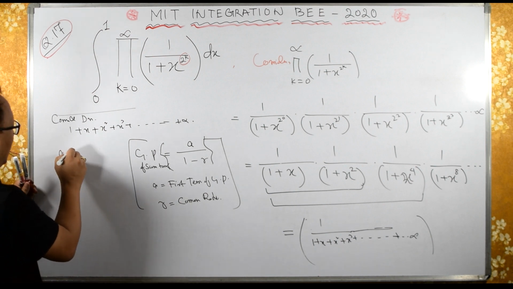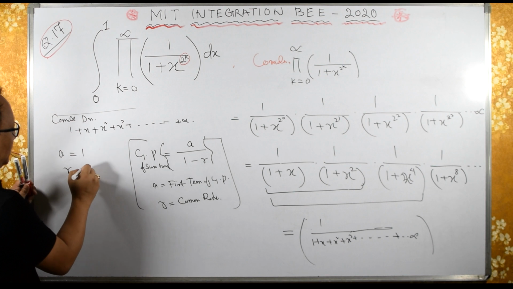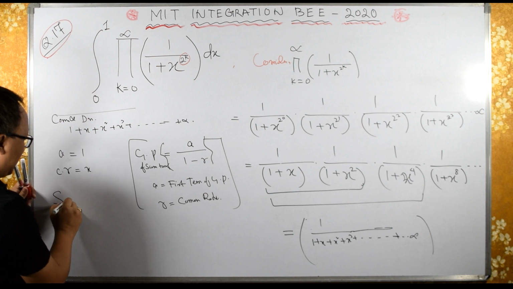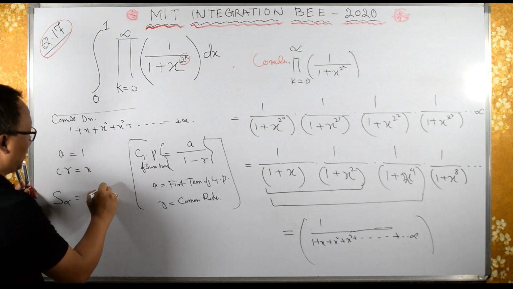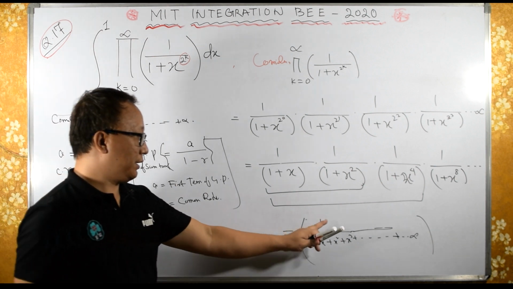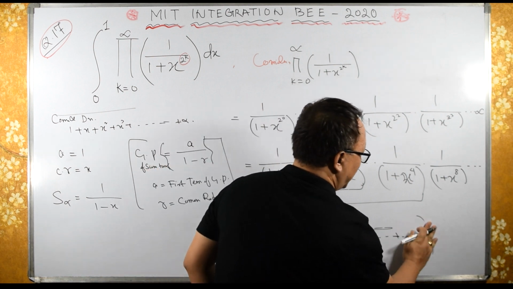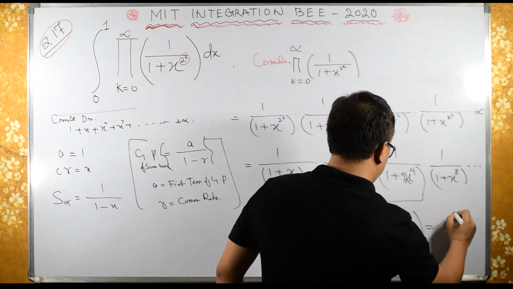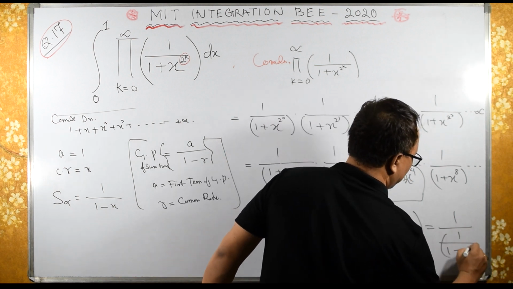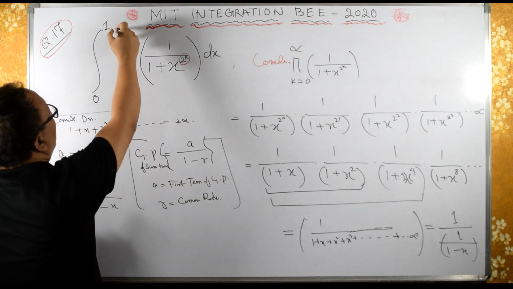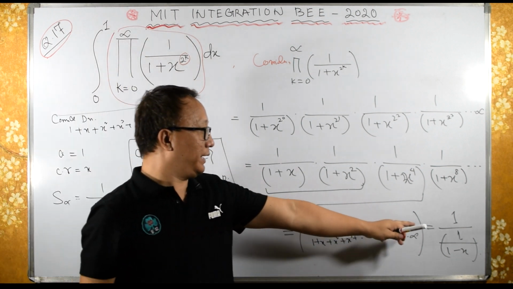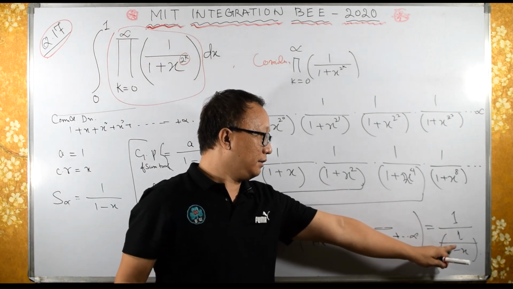Now here our first term is 1 and the common ratio is x. Therefore this sum to infinity is given by the first term, 1, upon 1 minus x. So hold this. Now this denominator sum is equal to 1 upon 1 minus x. Now what are we getting for this part? 1 upon 1 minus x.